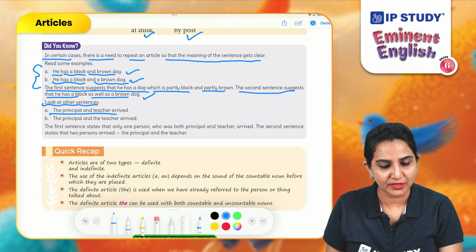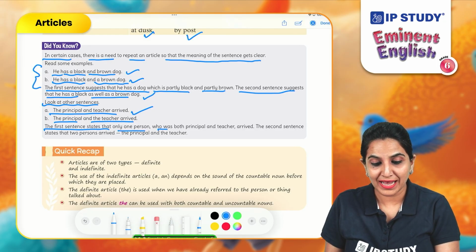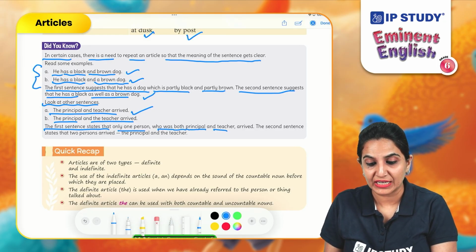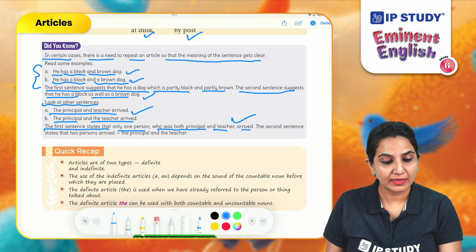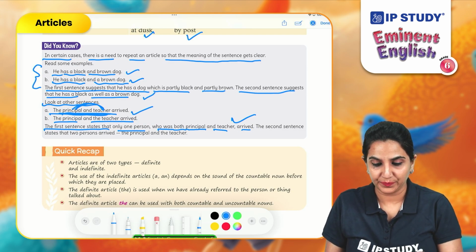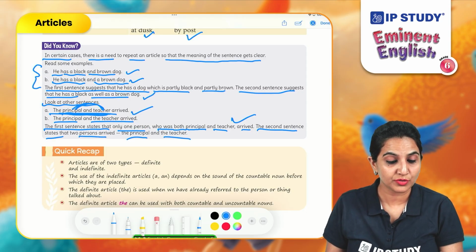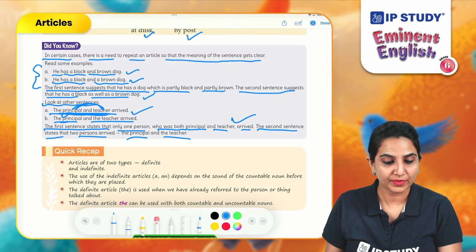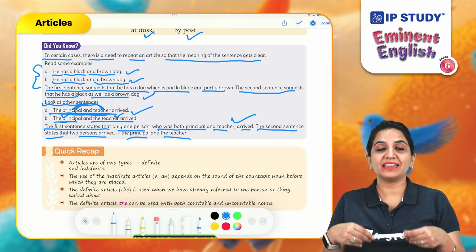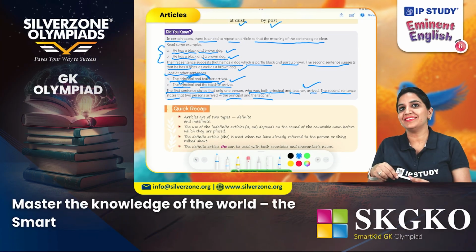The principal and teacher arrived. The principal and the teacher arrived. The first sentence states that only one person who was both principal and teacher arrived. That means we're referring to one person who was both principal and a teacher at one time. The second sentence states that two persons arrived, the principal and the teacher, because you have specified the principal, the teacher, the principal and the teacher. That's the difference an article can make with the sentence.